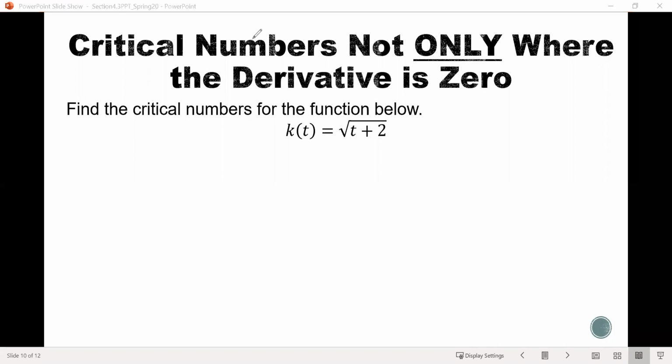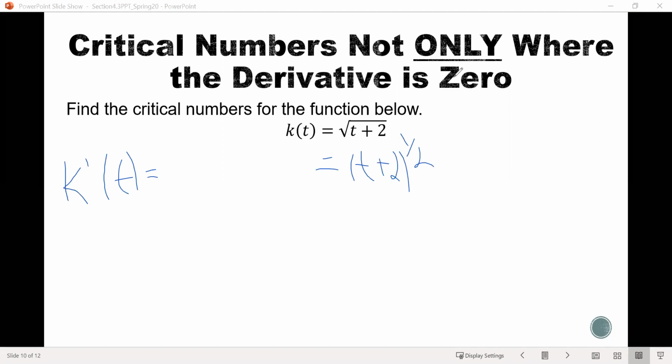Here we have this function k of t equals square root of t plus 2. When I find the critical numbers here, the first thing we need to do is take the derivative. So we're going to find k prime of t. Because we have the root here, I'm going to rewrite this as t plus 2 to the 1/2. That makes it a little bit easier to find the derivative. I use the power rule, which is 1/2 times t plus 2, subtract 1 from the 1/2 and end up with negative 1/2. Then we use the chain rule to multiply by the derivative of the inside, the derivative of t plus 2, but that will just be 1.